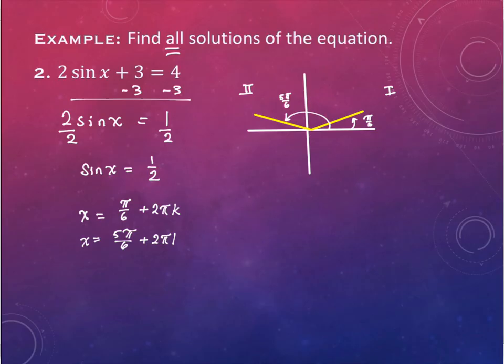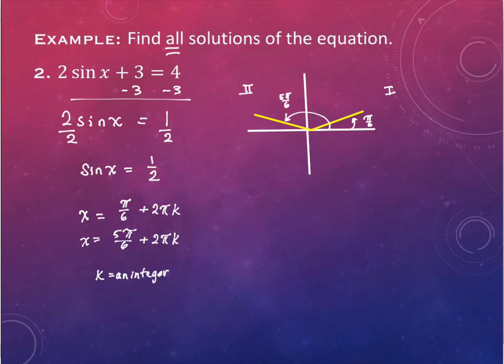We put a k, or sometimes I'll use an n. And this k or this n is, that's not the word I wanted, an integer. Any integer value. So it could be 36. I would add 2 pi 36 times, and it would still be a solution, right? It could be negative 12. I could subtract 2 pi 12 times, and it would be another solution.